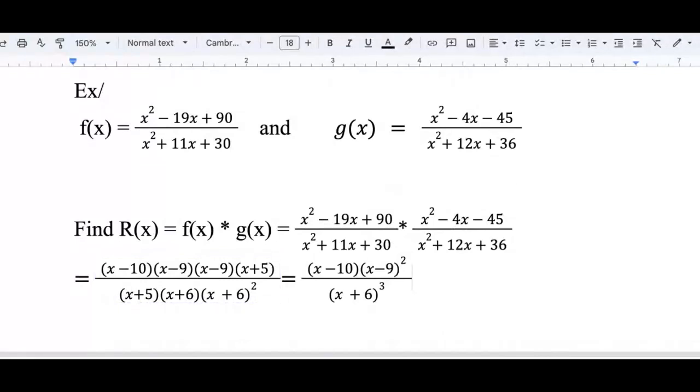Anyone has any questions? Okay, that's it for today. Just a simple concept: multiply and divide rational expressions, multiply and divide rational functions, and also finding the domain of a rational function.